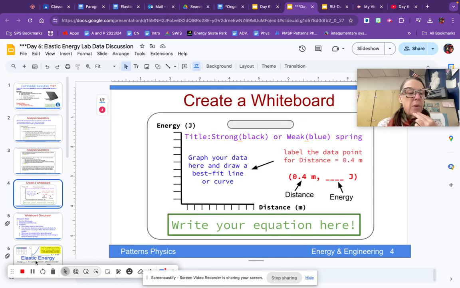And then you have a whiteboard that you need to complete. For the whiteboard, I need you to put the line that your data generated here on the graph. Your constant for the weak spring should be around 4.5, and your constant for the strong spring should be around 13. So it should be pretty obvious what's what. Then you're going to write your equation down here.